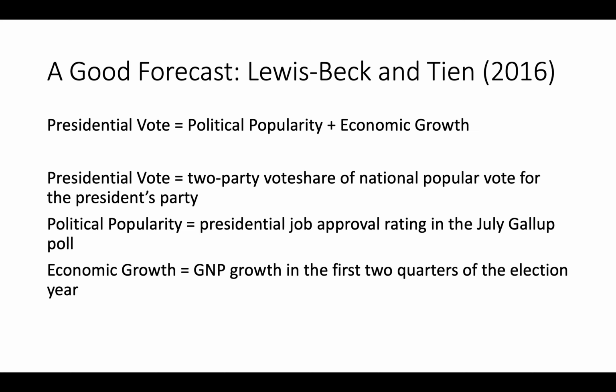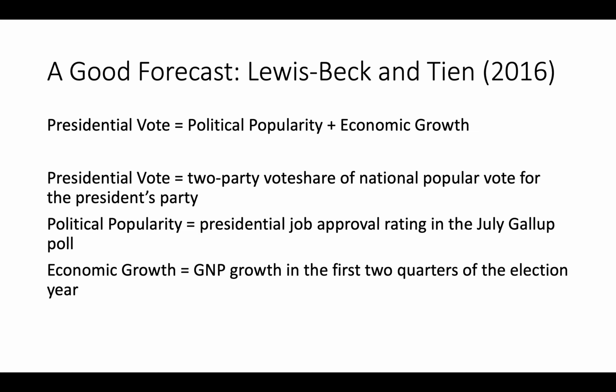The idea is to try to explain variation in the two-party vote share of the national popular vote for the president's party. So that means that we're going to use the two major parties, Democrats and Republicans, combine their vote totals and find the percentage vote share for the president's party's candidate. That would either be the incumbent president, or it would be the standard bearer for the president's party, should the president be term limited or choose not to run for re-election.